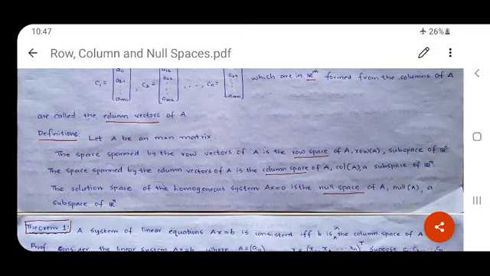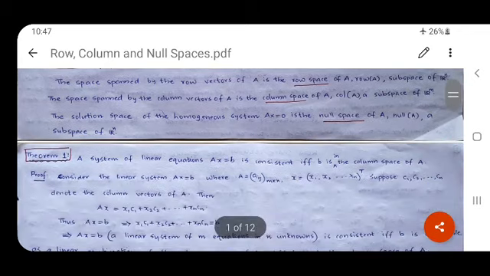And the third definition: the solution space of the homogeneous system Ax equal to 0 is the null space of A, denoted by null(A), a subspace of Rn. So the collection of all x satisfying Ax equal to 0 is in the null space. Okay, all these are subspaces of either Rn or Rm.